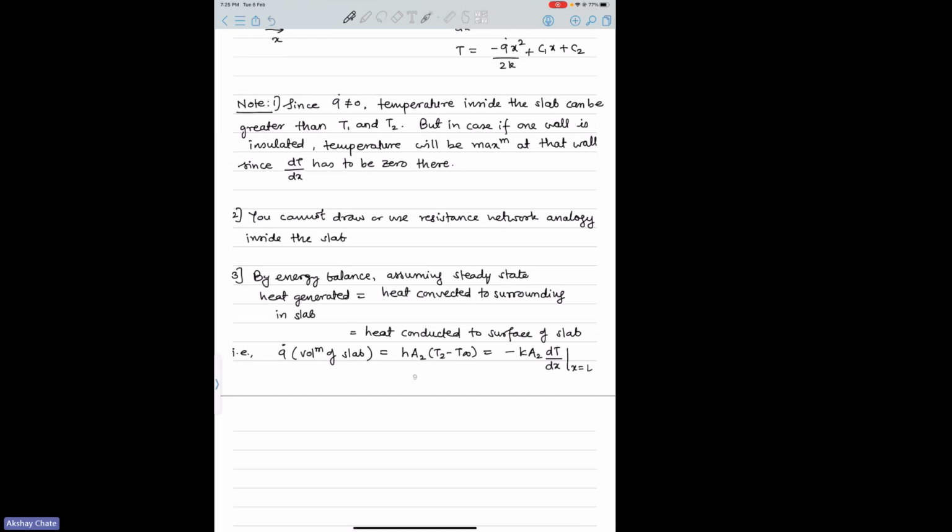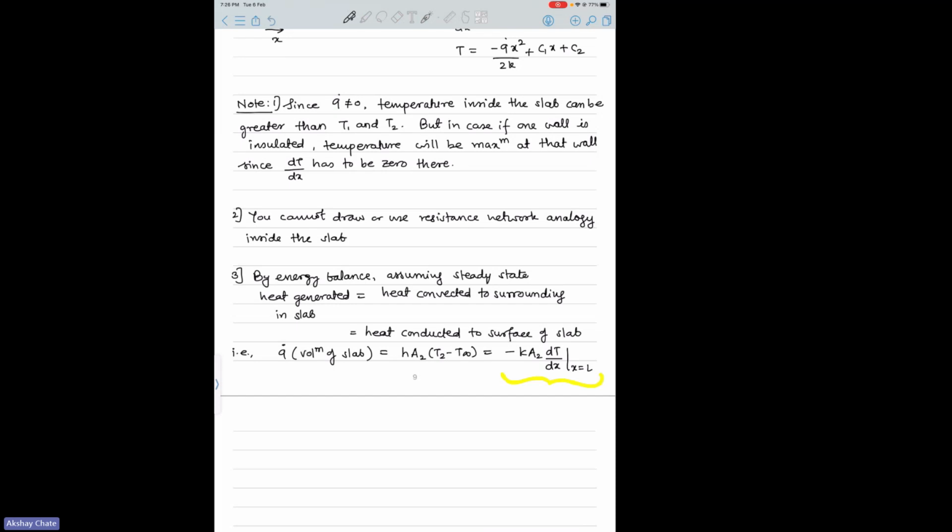In some problems, they ask this also. They will ask what is the temperature gradient at the outer wall, at x equal to L or something like that. So you should remember this also. This is also an important observation. In some problems, you have to use this also. Anyway, so that is it.